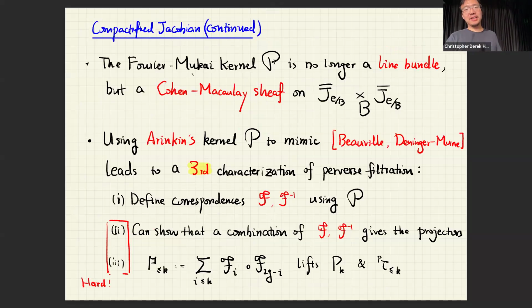This is a very complicated object, because more or less you know its existence and that's it. The construction of this P uses Haiman's isospectral Hilbert scheme. This is a very complicated object, but the upshot is that we can use this kernel to mimic what Beauville and Deninger-Murre did for abelian schemes without any singular fibers, which gets you a third characterization of the perverse filtration.